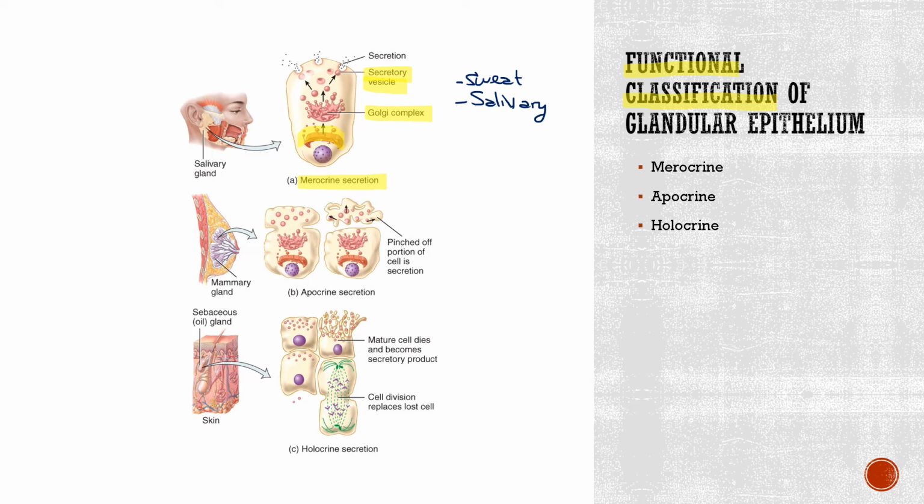Next, we have apocrine glands. It's going to be our middle one here. These are going to accumulate their secretory product at the apical surface of the secreting cells, and then that portion is pinched off of the cell. This is going to be pinched off by exocytosis from the rest of the cell, and this is how that secretion is released. The cell is then going to repair itself, and then they can repeat the process all over again. This is the mechanism of secretion of milk fats in the mammary glands.